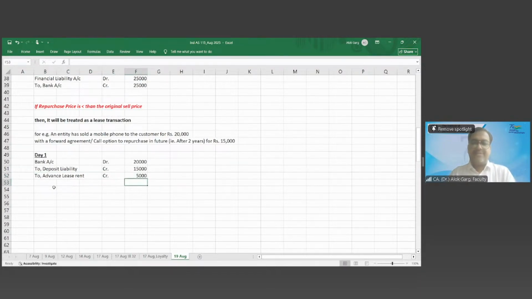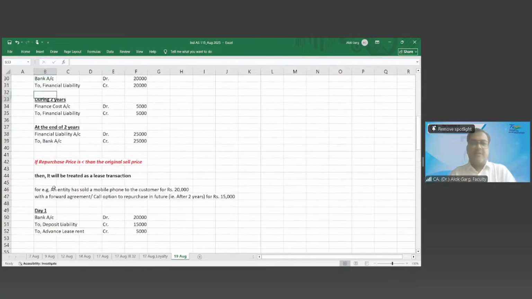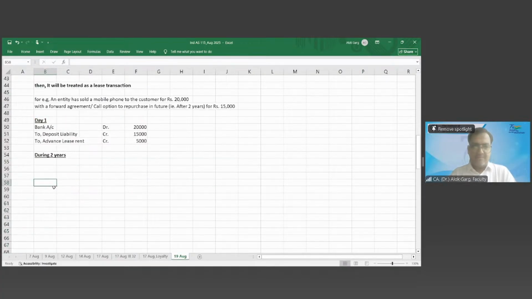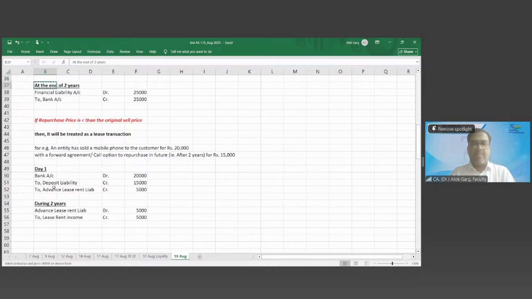Anushi, is that entry right? Are you agree with this entry or not? Yes, sir. During 2 years, what is the accounting entry? Sir, advance lease rent, liability debit to lease rent. Advance lease liability rent account debit to lease rent income in the P&L. Shall I write lease rent income? Yes, sir. What is the amount? 5,000.